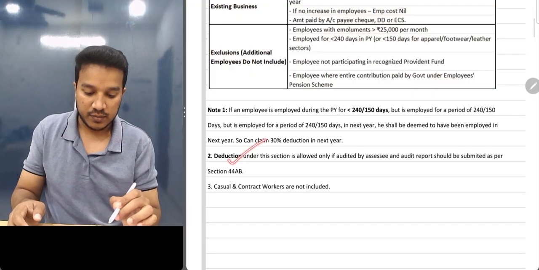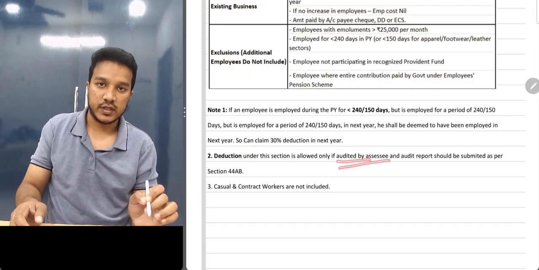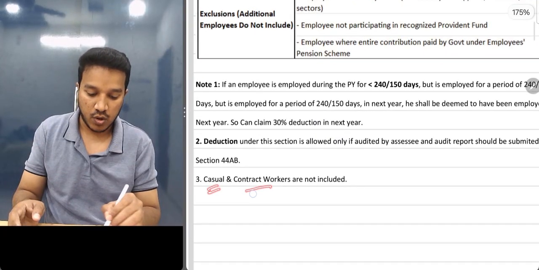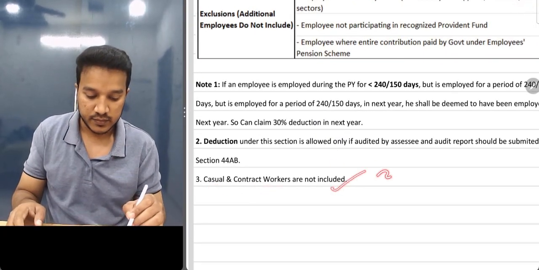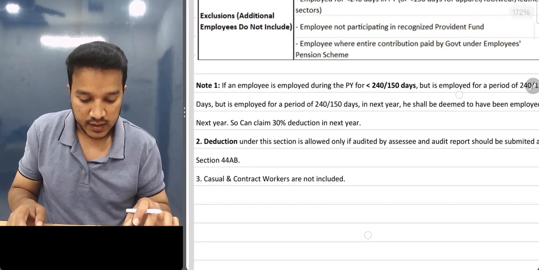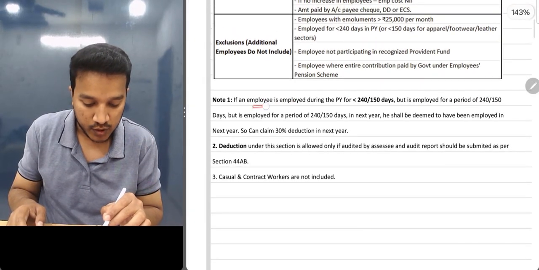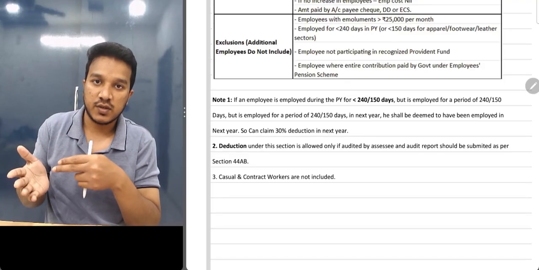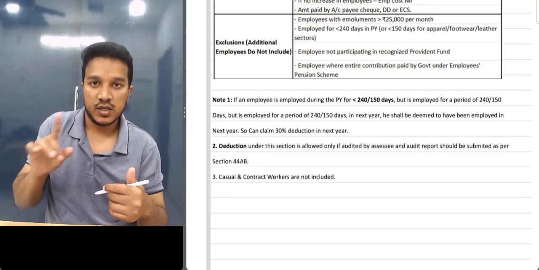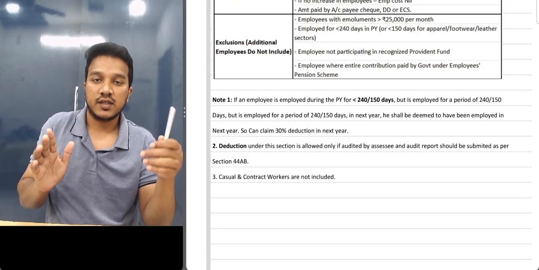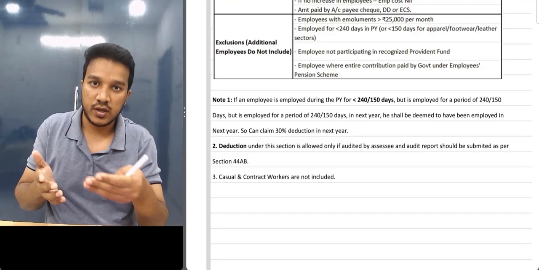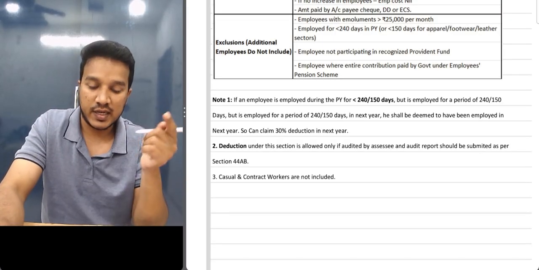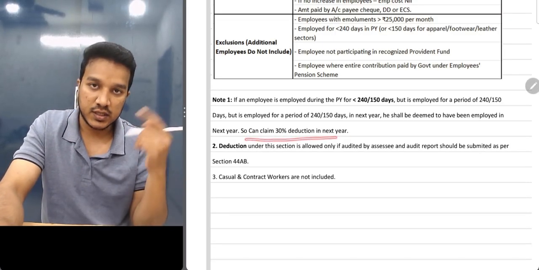Again, if you want to claim this deduction, you should get your books of accounts audited. And whenever we say employees, casual and contract workers are not included. If an employee employed during the previous year could not complete 240 or 150 days, his period of stay was less than that in the company, so he will not be eligible. But in the next year, if he completes more than 240 or 150 days, then you can claim the deduction of 30% in the next year.